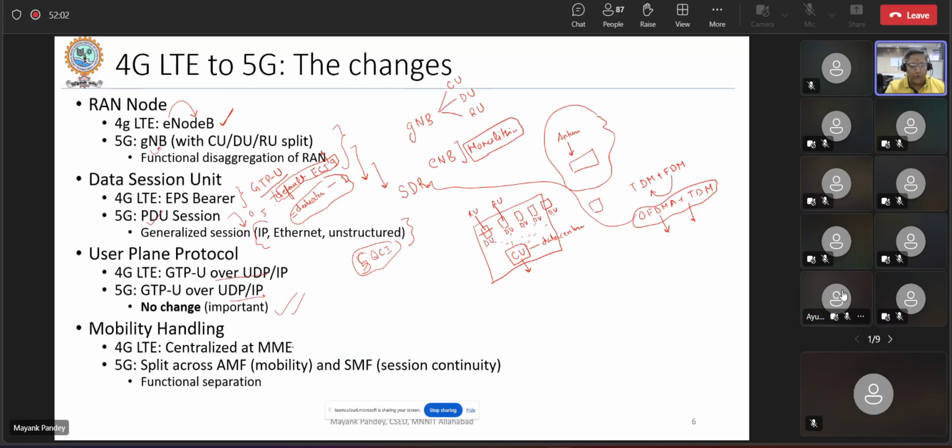Mobility handling, I told you, was centralized at MME. Here the mobility is handled by AMF, and SMF handles the session continuity. Means when we talk about handover, handover is controlled by SMF, and mobility, location management, and tracking area management are maintained by AMF.